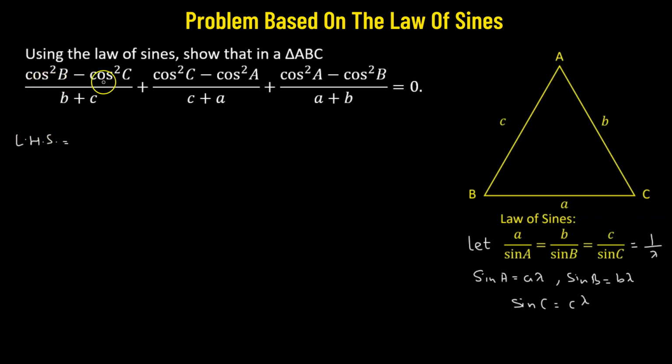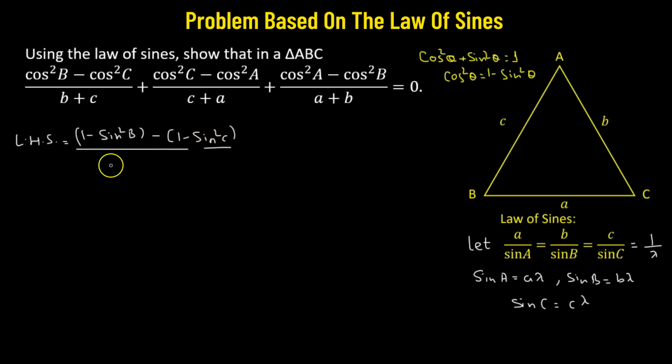So here we have (cosine squared B minus cosine squared C) over (b plus c). But we know for a fact that cosine squared theta plus sine squared theta is a standard identity with a value of 1. Now that means we can represent cosine squared theta as equal to 1 minus sine squared theta. Now in the case we have cosine squared B, that will become 1 minus sine squared B, minus cosine squared C, that will become 1 minus sine squared C, whole divided by b plus c. The reason why we converted the cosine function to the sine function is so that we can replace sine A, sine B, sine C with their respective values a lambda, b lambda and c lambda.